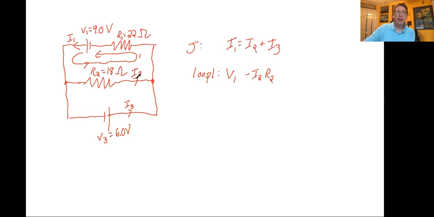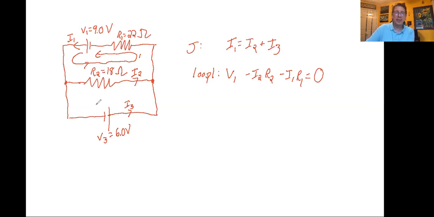And then you curl back around, and again you have at the top of the loop, the voltage loop pointing to the left, and the current arrow is also pointing to the left. So that's another voltage drop. So that becomes minus I1 R1. And again, the sum of the voltage rises and voltage drops equals 0.